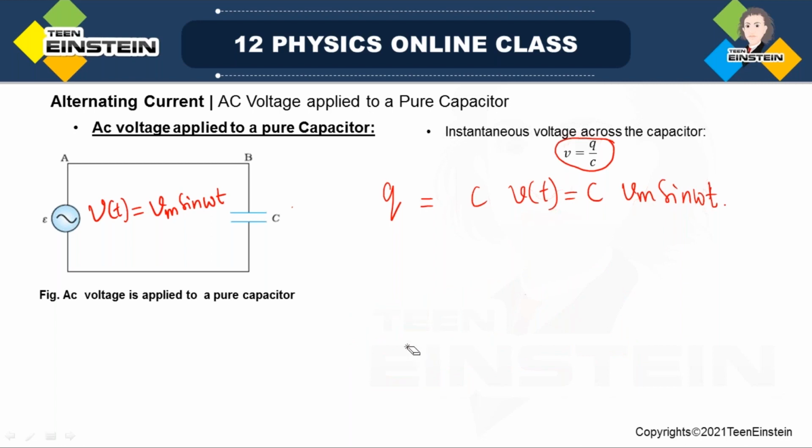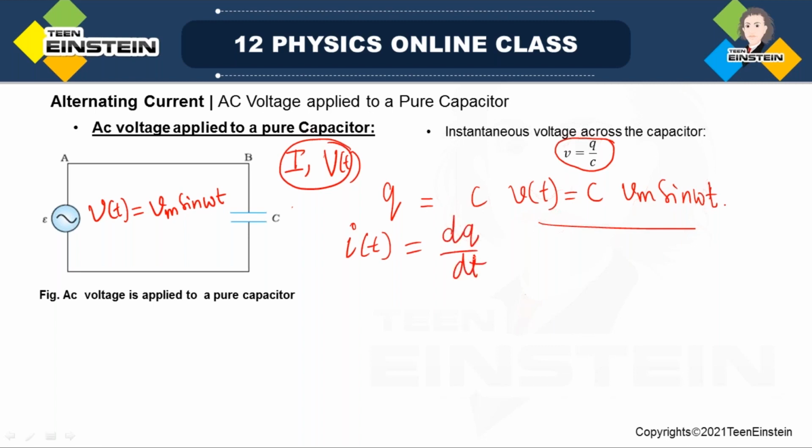Okay, this is the charge at any instant in the capacitor. So what we are going to do in this chapter is find out what the current in the circuit is and what its relationship is with the supply voltage Vt. Okay, that is what we need to know. From here we can find out the current at any instant.